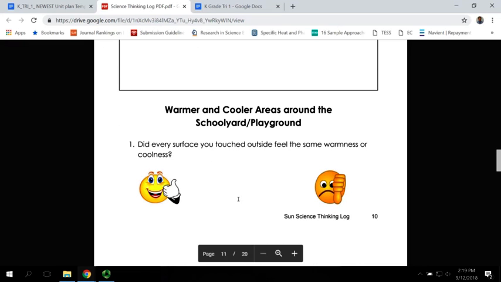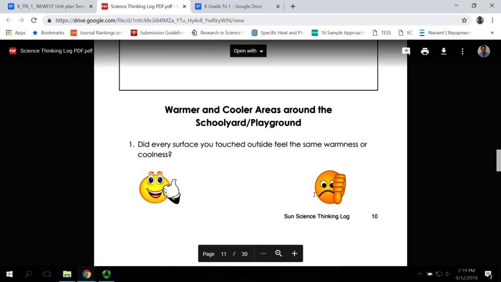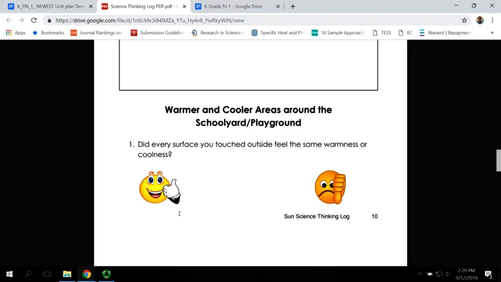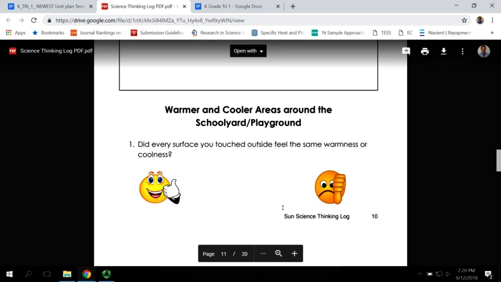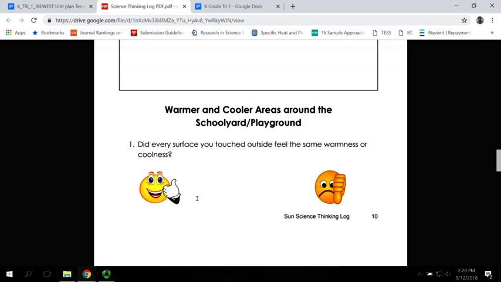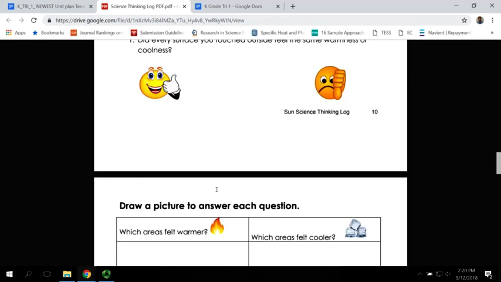And then they're going to answer this question: did every surface you touched outside feel the same warmness or coolness? Hopefully they would say this one, because they might say this if they touched everything that was in the sun, so that's something to think about. It's not a right or wrong. If they pick this one, you might ask the question, well, did you only touch things in the shade or only touch things in the sun?